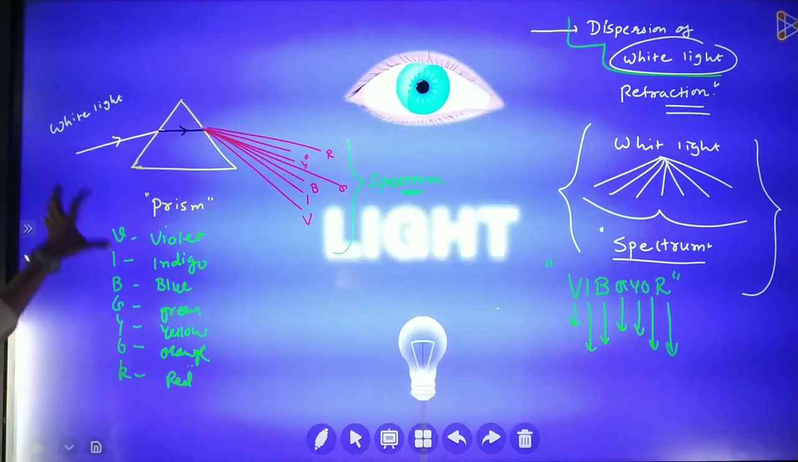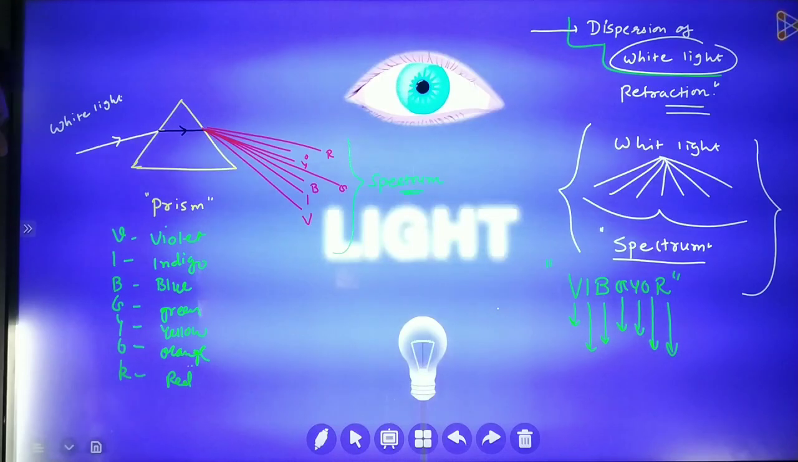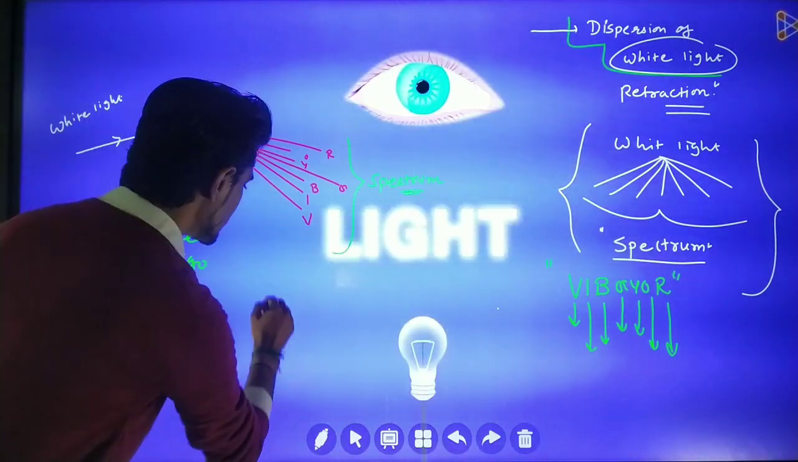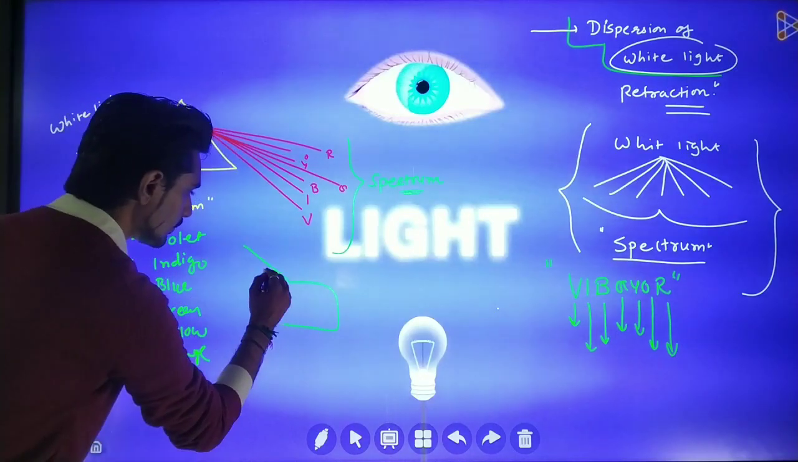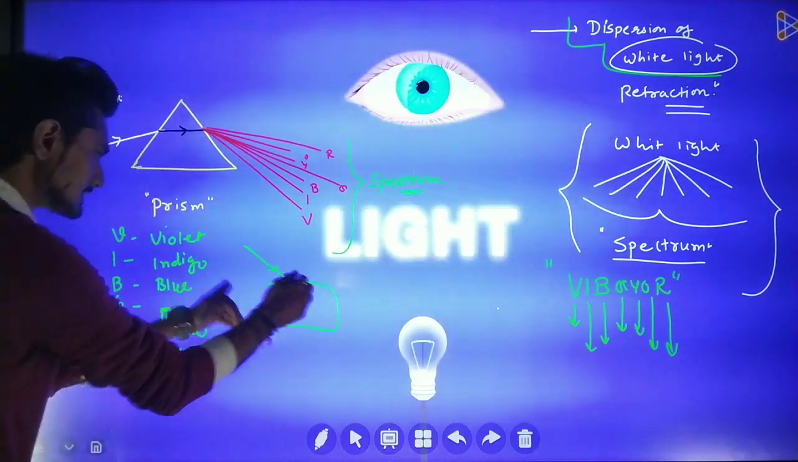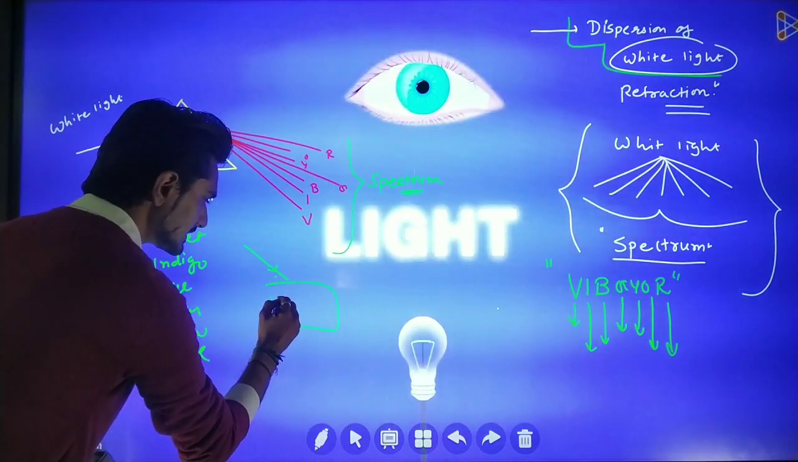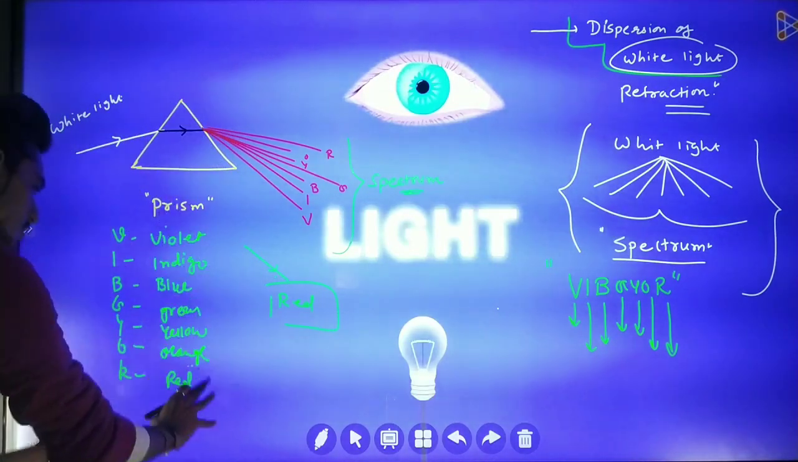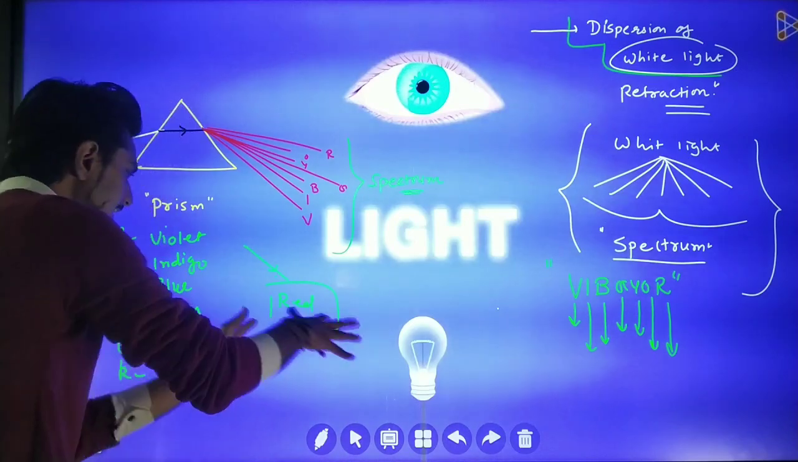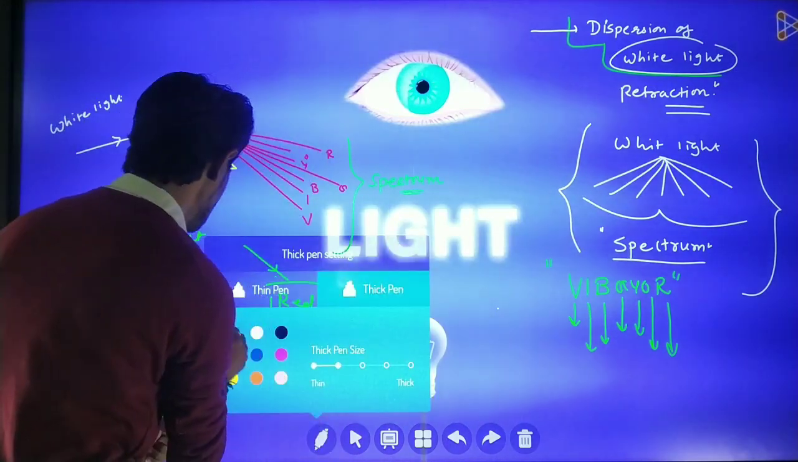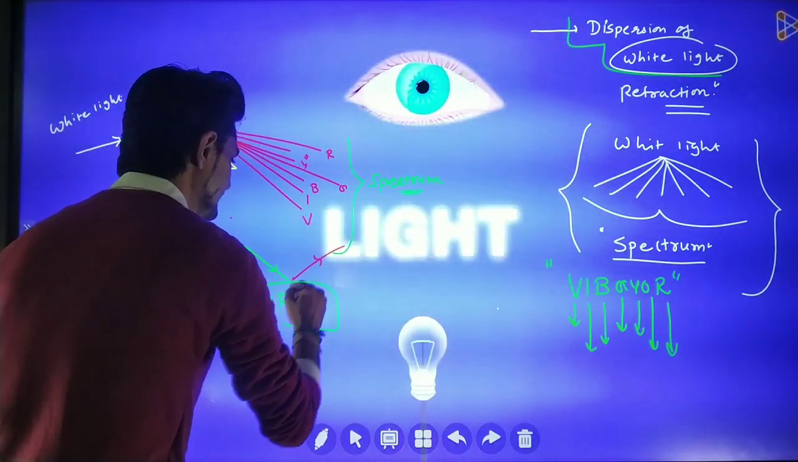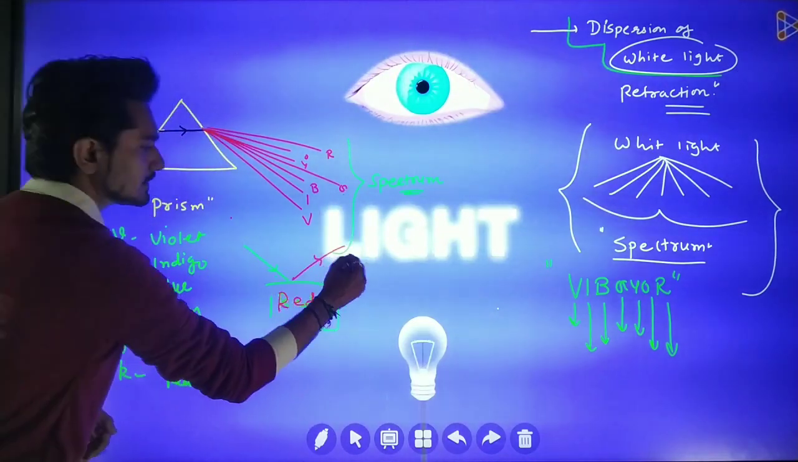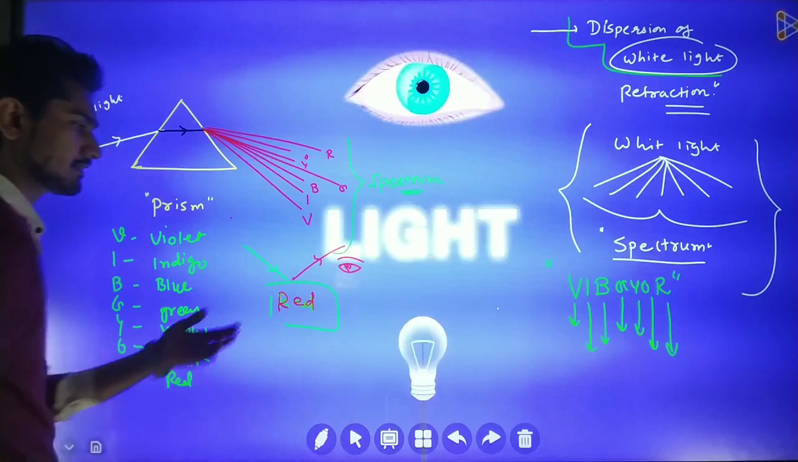I think now you understand that whenever white light comes onto an object, suppose the object is a red color, then all the other colors get absorbed, and only the red color gets reflected to the human eye.